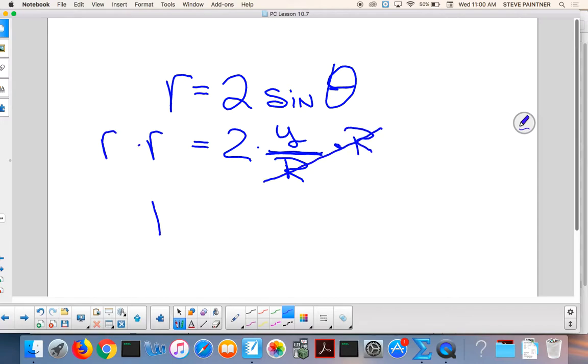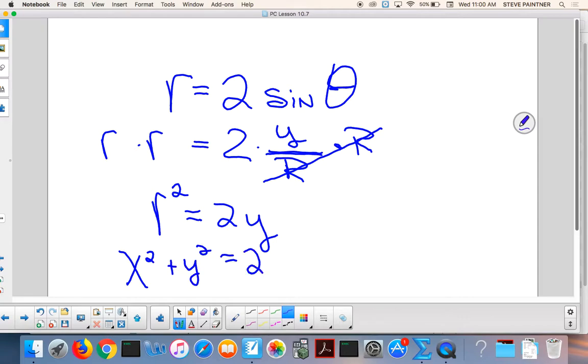Now she gets what? r squared equals 2y, right? And then r squared is really just what? x squared plus y squared equals 2y. And are the r's gone? The r's are gone. And the thetas are gone. So we've got it. The question becomes this. What is it?